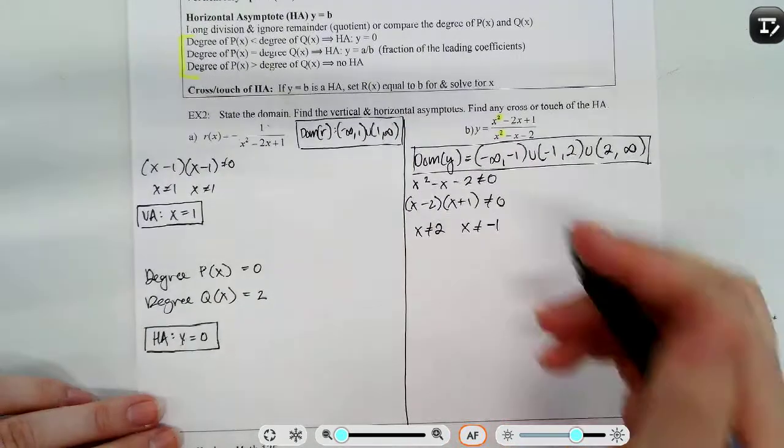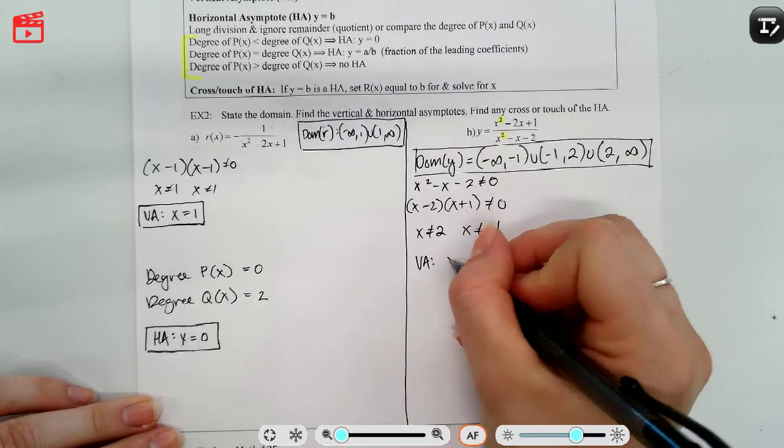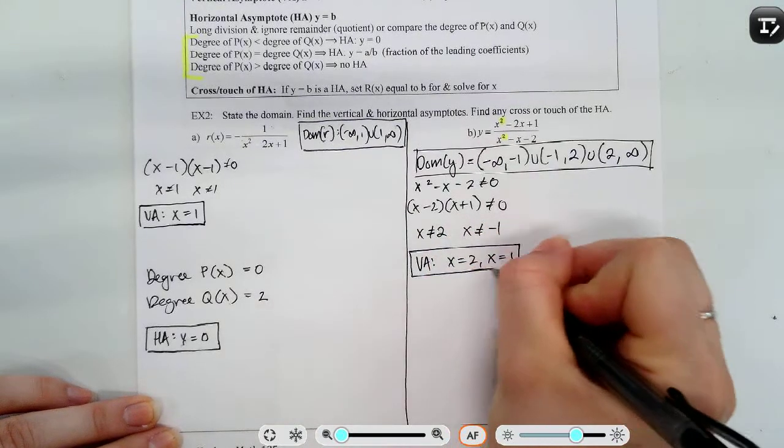All right. So vertical asymptotes, once again, they're rather simple as long as you've sort of found the domain. So x equals 2 and x equals negative 1. The two equations for our vertical asymptotes.